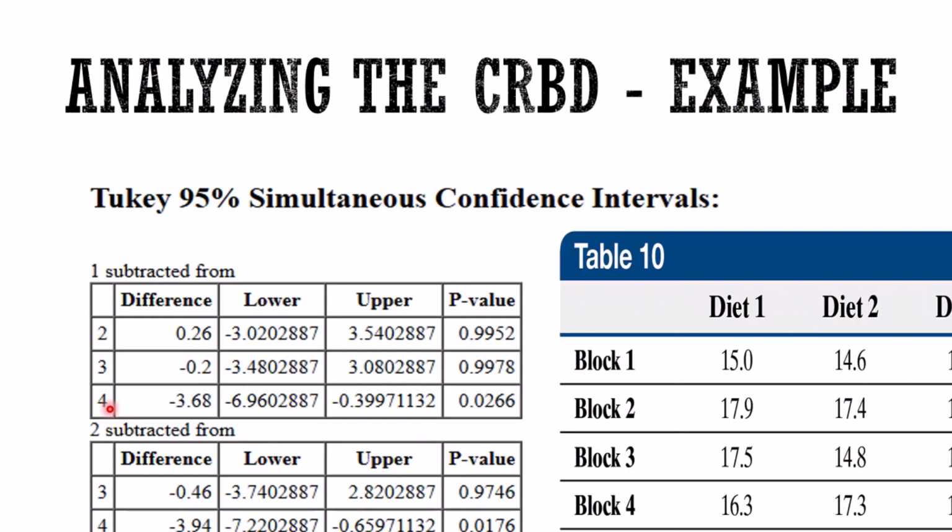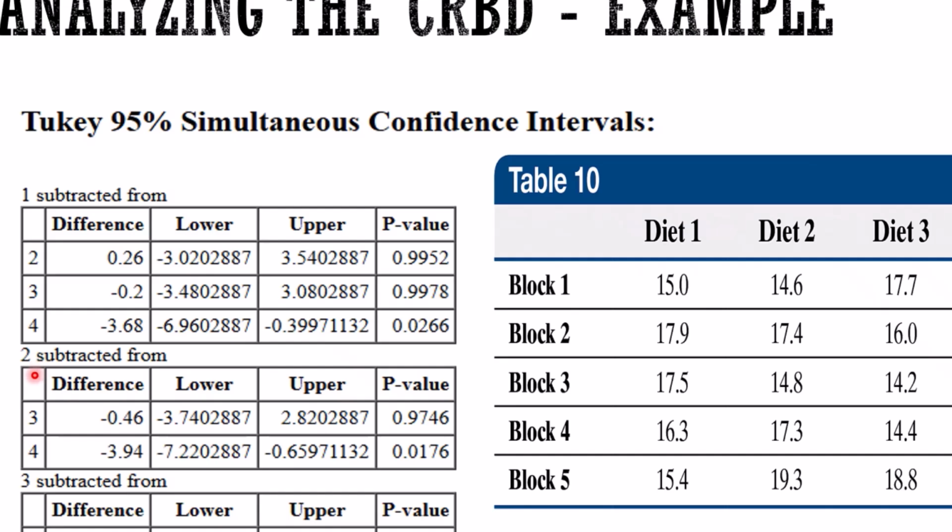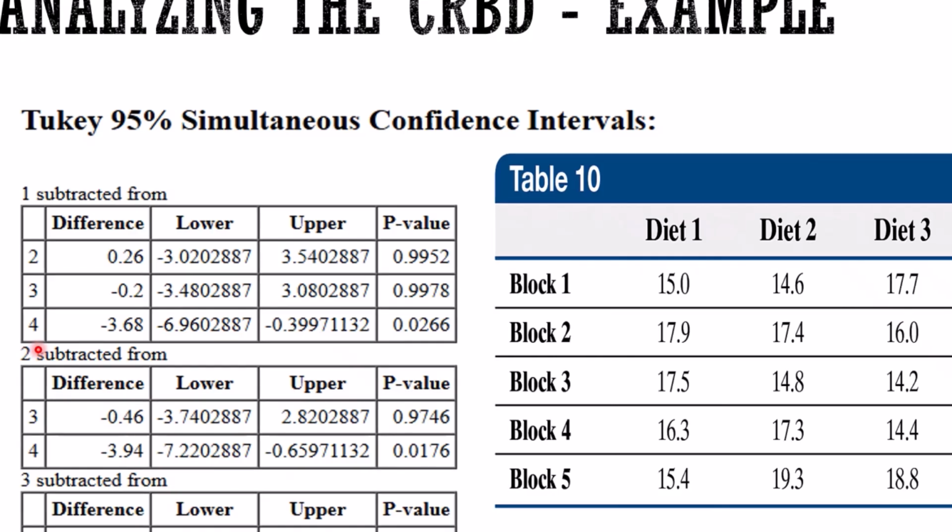Let's look at the next one. 2 subtracted from 3 has one negative end and the other one is a positive, the upper end. So it contains the 0, a difference of 0. Therefore, we can conclude there's no difference between diet 2 and 3. As far as diet 2 and 4, they have the same signs for both ends. So the conclusion should be that there is a difference between diet 2 and diet 4.